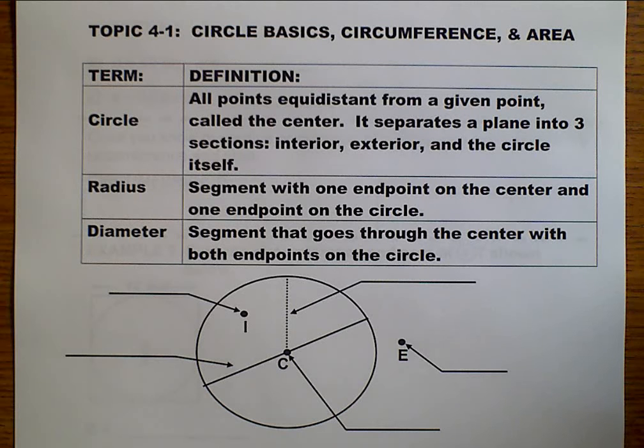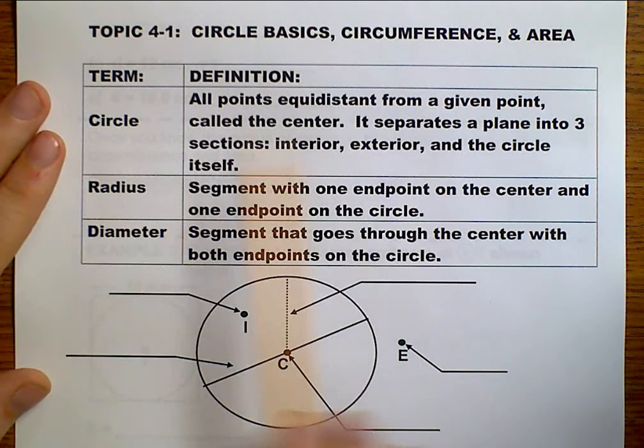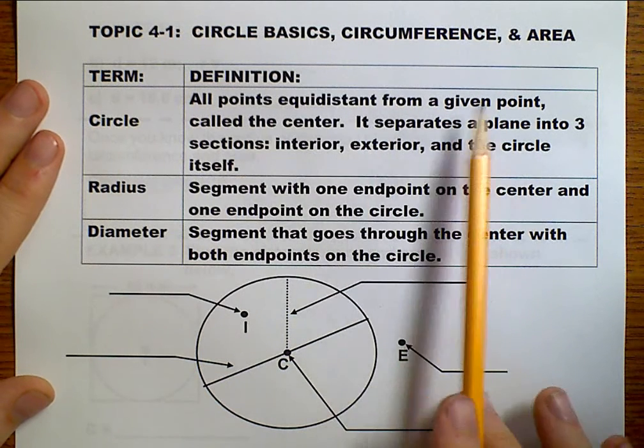Hello, this is Geometry, topic 4-1, over circle basics, circumference, and area. So let's go over some basic terms. A circle is defined as all points that are equidistant from a given point, called the center.